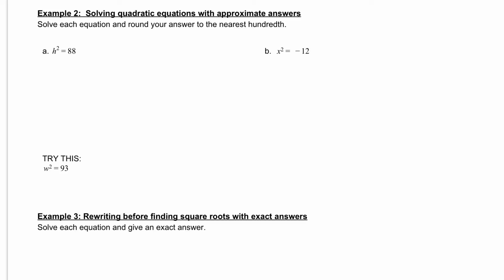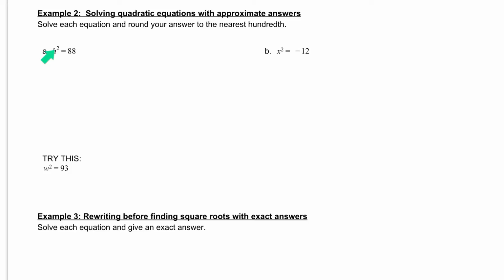In example 2, we are going to solve quadratic equations using approximate answers, where in example 1 we were using exact answers. Approximate means we're going to round that answer, and this time to the nearest hundredth. So letter A, we're going to solve it pretty much the same way. We have h squared equal to 88.